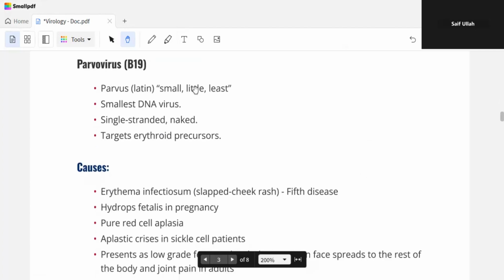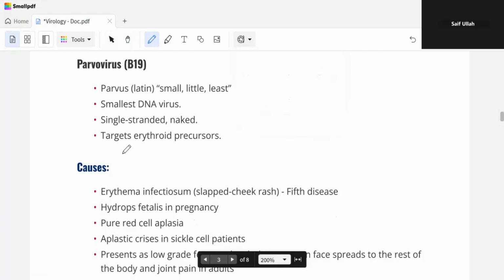So the first virus we're going to cover is the parvovirus family, and parvovirus B19 usually causes infection in humans, which is most commonly erythema infectiosum or slapped cheek or fifth disease. Now, the thing to know about parvovirus is what I already mentioned. It is the smallest virus because parvo means small, and it is a single-stranded virus, and it is naked. It replicates inside the nucleus. We already discussed that earlier, and it targets the erythroid precursor cells.